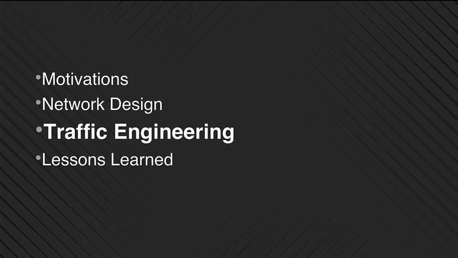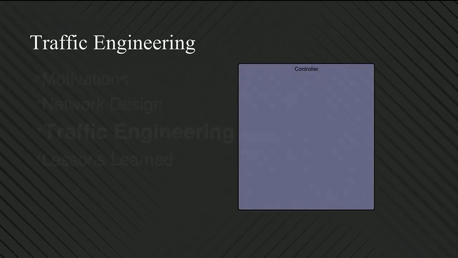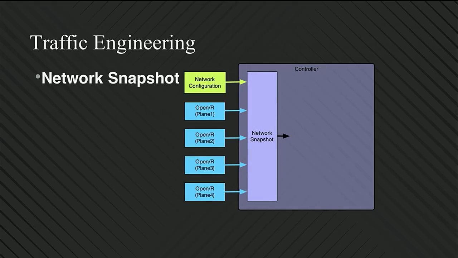So now that we have a network with routing and with traffic, we're ready to do some traffic engineering. Traffic engineering is done by the controller, and it consists of 3 steps: collection, decision, and execution. We first start by collecting a network snapshot. That is done by reading a network configuration that describes the desired state of the network. Then this state is overridden by the live topology provided by OpenR running on all planes. And we create this network snapshot, which is the current usable topology.